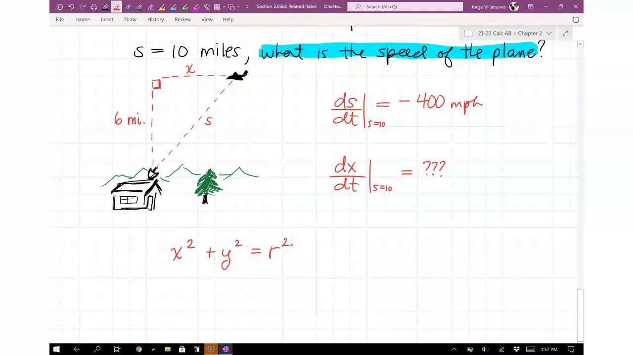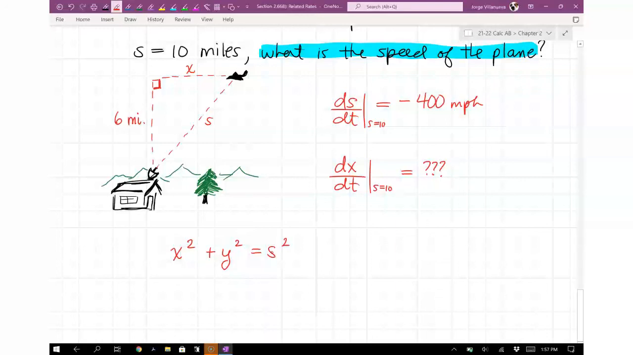Now, that's what we normally have. For us, if a number is never going to change, we can utilize it, okay? And actually, let me not use r. I just realized it should be s, because s is my hypotenuse. So, I can actually plug in the 6 for my y value because it's not changing.